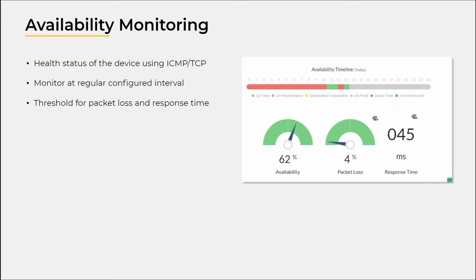And packet loss and the response time would also be captured, and you can set thresholds and make sure you get the alerts triggered if that threshold is being violated. You can also set uplink dependencies on these devices.